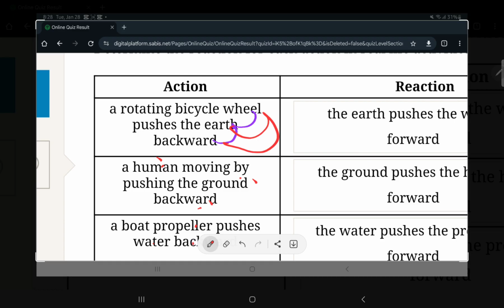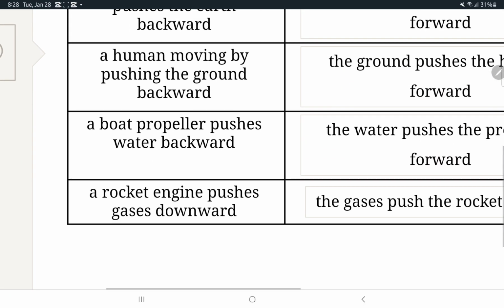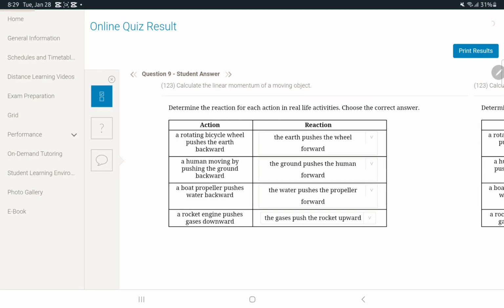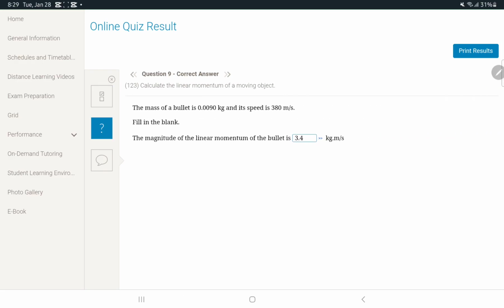Propeller pushes water backward, water pushes propeller forward. Okay, the same thing here: engine pushes gases downward, gases push engine upward. Just inverse the words and use the opposite of forward, backward.